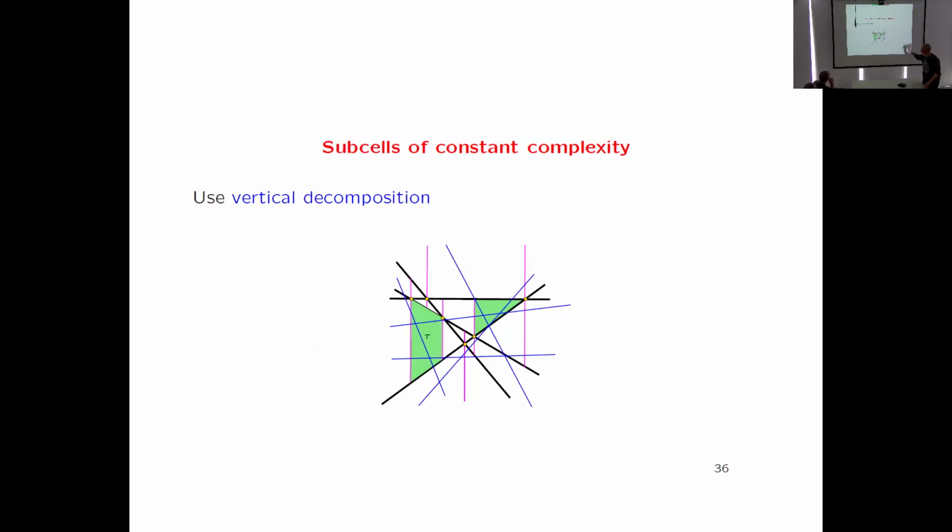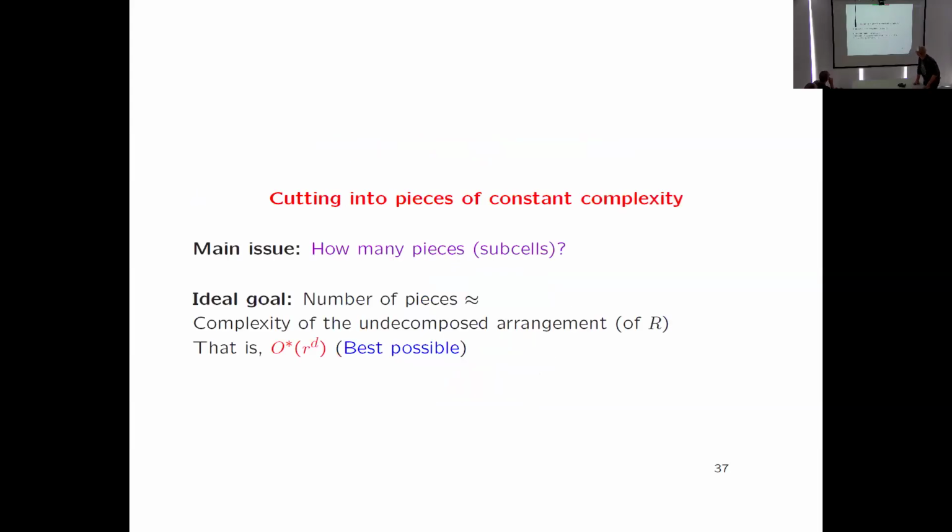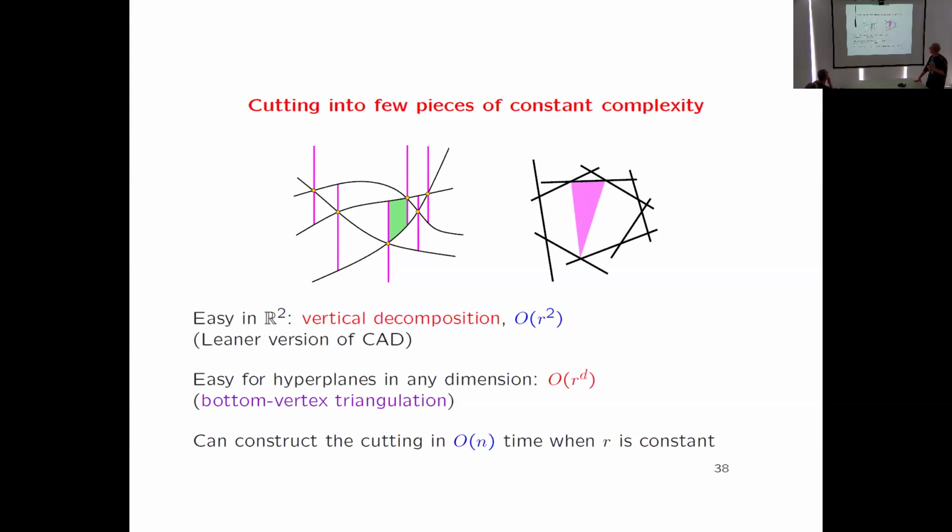Okay, here is the same figure again. So how do we do it? Ideally, we want the number of pieces to be the same as the complexity of the arrangement without the decomposition, which is roughly r to the d, if we choose r or r log r surfaces. So this is the best possible, and this is the ideal, but we don't know how to do it in general.